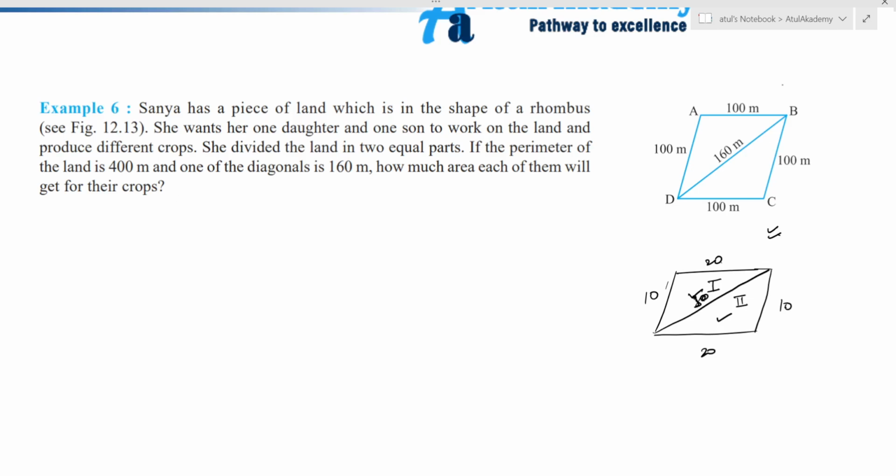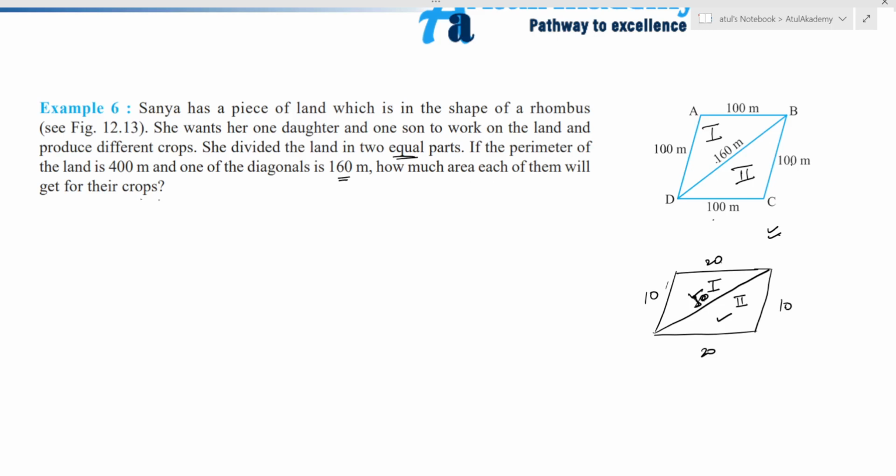So Sanya has a piece of land which is in the shape of a rhombus. She wants her one daughter and one son to work on the land and produce different crops. She divided the land into two equal parts. Now the equal parts you can see also here, 160, 100, 100, 100, 100. So this is triangle 1, this is triangle 2 over here. Now if the perimeter of the land is this much, one of the diagonals is this much, how much area will each of them get for their crops?